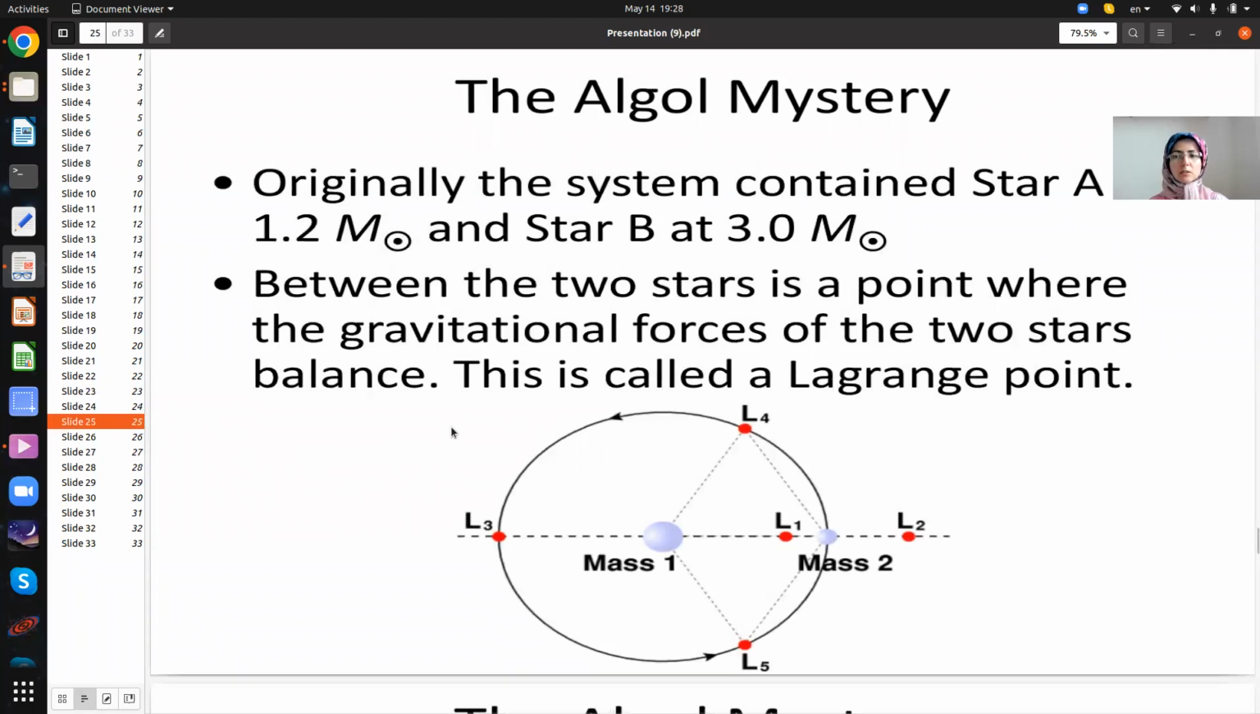Originally, the system contained star A at 1.2 solar mass and star B at 3 solar mass. Between the 2 stars is a point where the gravitational forces of the 2 stars balance. This is called a Lagrangian point. As you see here, for example, it is Sun, it is Earth, and we have Lagrangian points 1, 2, 3, 4, and 5. Or we can consider Earth and Moon.